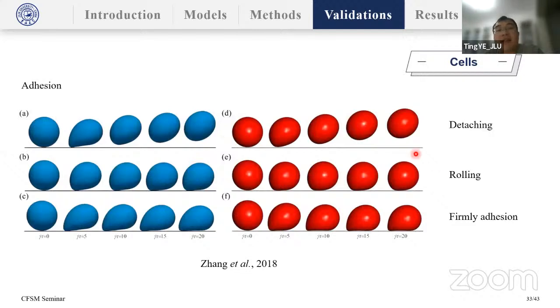And this is for cell adhesion. We consider the adhesion of a spherical cell to a plate. The right column is our result. 3 different models are observed. This is the detaching model, this is the rolling model, and the firm adhesion model. In the detaching model, we can find the cell is detached from the bottom plate. In the rolling model, the cell rolls on it. And in the firm adhesion, the cell is firmly adhered on this plate without any movement.